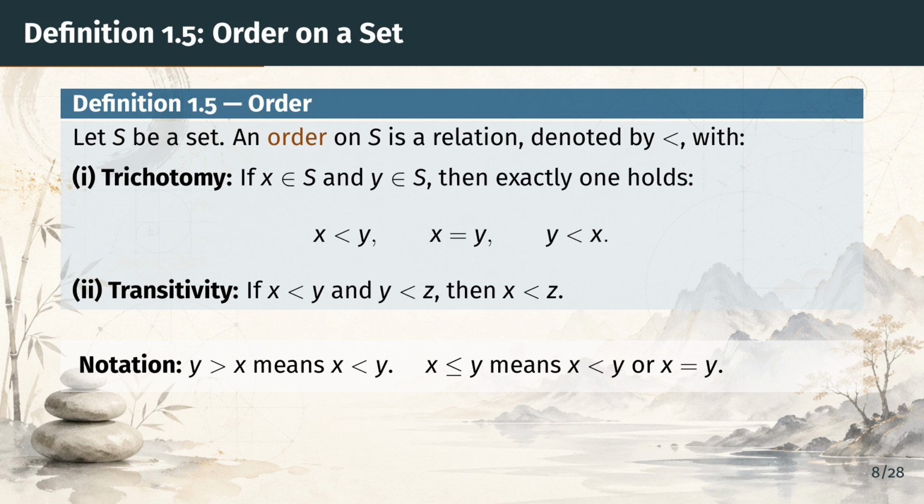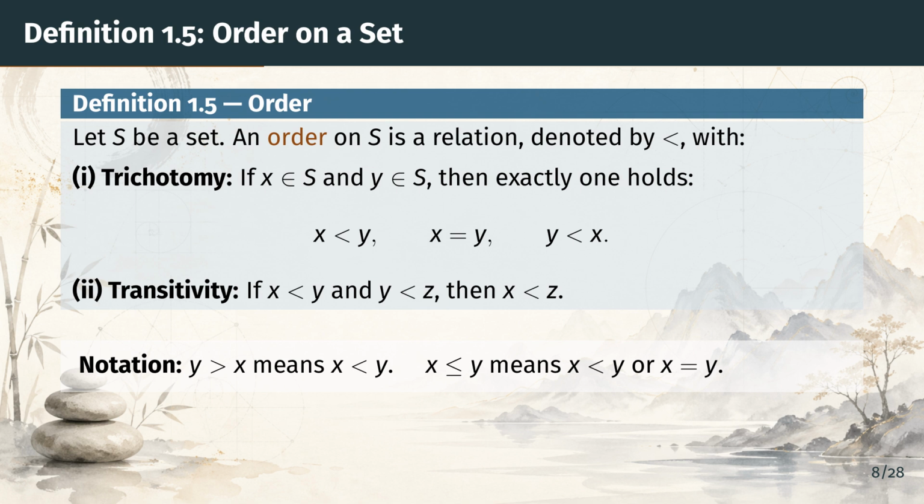A few words about notation. We write y greater than x as a synonym for x less than y, and x less than or equal to y means that either x is strictly less than y or x equals y. In other words, x less than or equal to y is the negation of x greater than y.